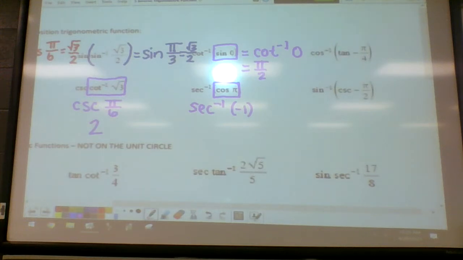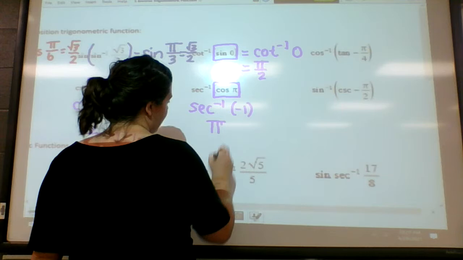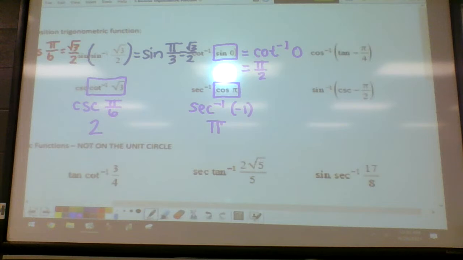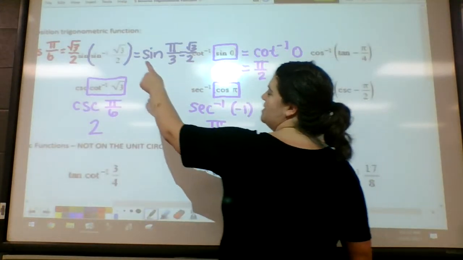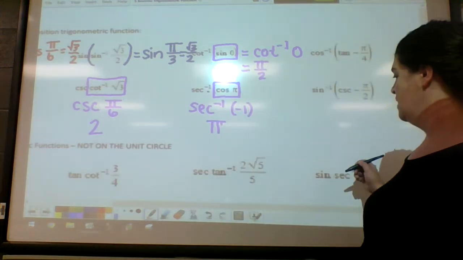Secant is the reciprocal of cosine, so it's 1 over the cosine needs to be -1. It's still at pi. 1 over -1 is still just pi. So sometimes you'll get the same thing to emerge, and sometimes you'll get different things. The best thing to do is just do every step and not make any assumptions. Most likely if you have the same trig function or ones that are reciprocals of each other, that's when you're going to see some patterns happening.